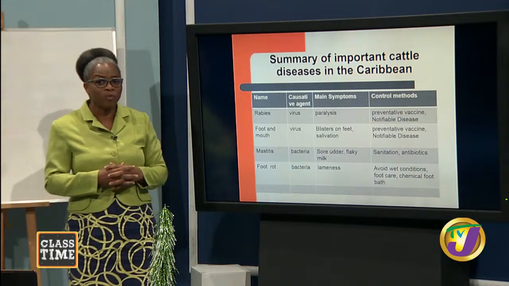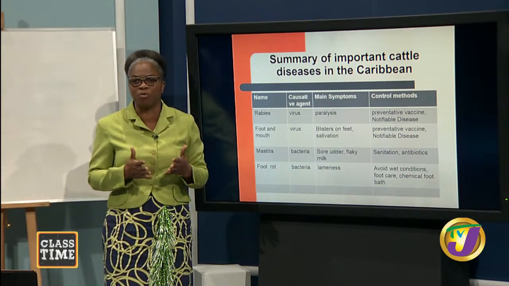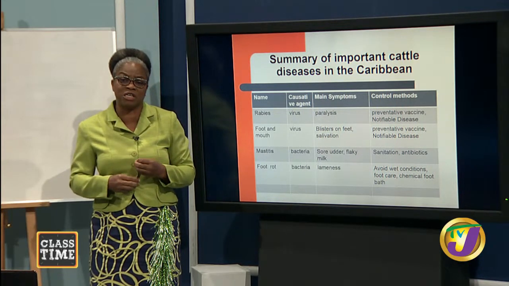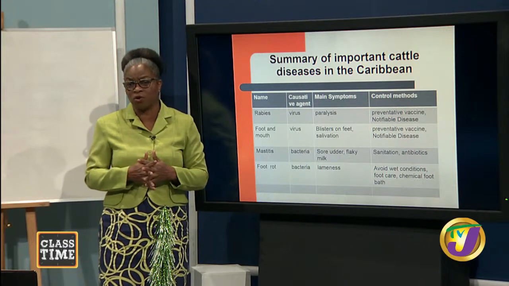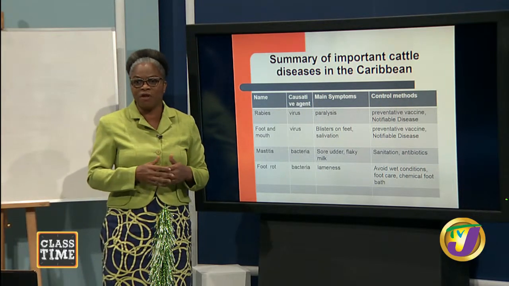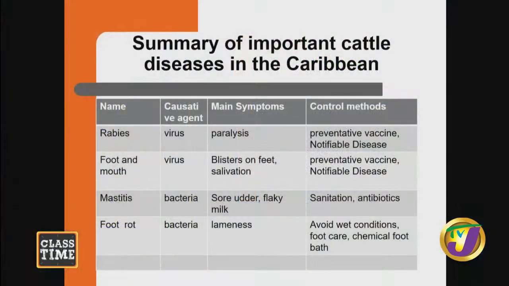Good? So we're now going to move in to look at a summary of important cattle diseases in the Caribbean. Also, students, some of these diseases are not only affecting cattle, but they're also affecting goats and sheep as well. So we want now to look at the name of the disease, the causative agents, the main symptoms, and the control methods. We're going to start by looking at rabies. It's caused by a virus. Main symptoms, paralysis, and in terms of control methods, preventative vaccine. It is a notifiable disease. Good?